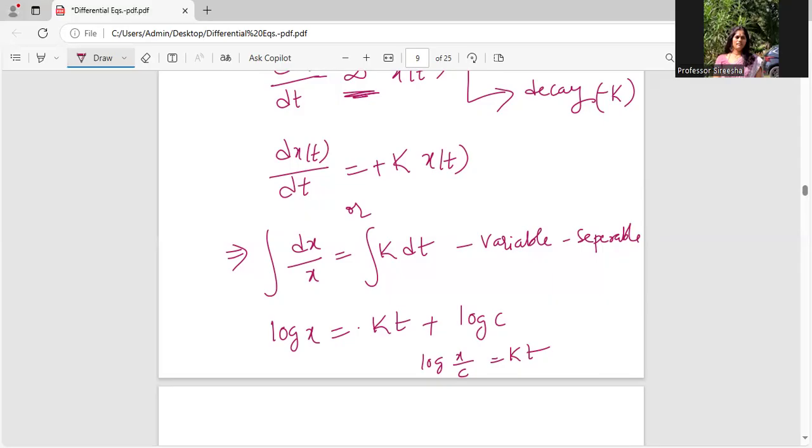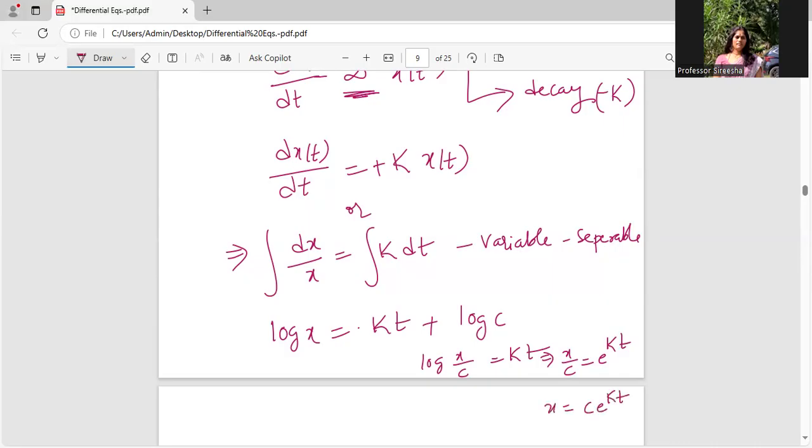If I have to remove log, I have to apply anti-logarithm. On the left side, I'll have x by c. On the right side, I'll have anti-log, which is nothing but e power kt. So x is equal to c into e power kt.